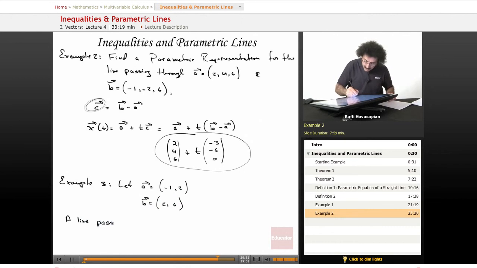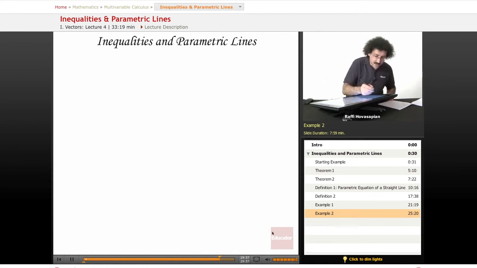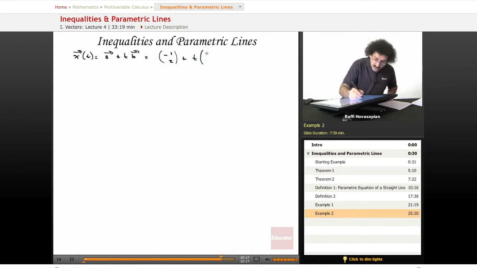A line passing through A in the direction of B is, parametrically, x of t is equal to a plus t times b, which is going to equal a, which is -1, 2, plus t times 2 and 6.